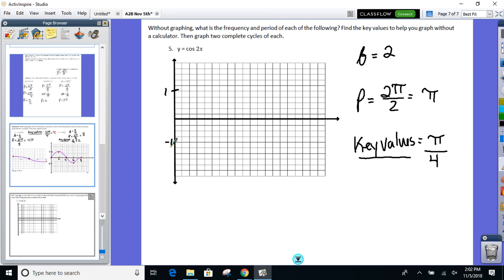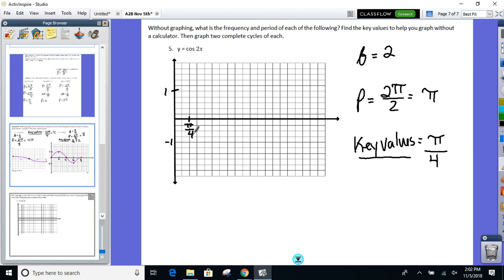Anybody want to read that last sentence in the directions? 2 cycles. Okay, 2 cycles. So we're going to do our first 4 and then our next 4. First point on here should be pi over 4. All right, so however I'm going to go every 2 here just to make sure I got room. So pi over 4.